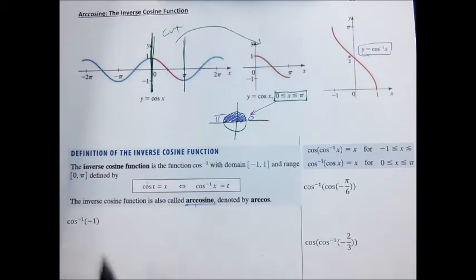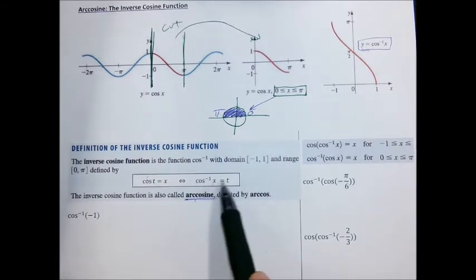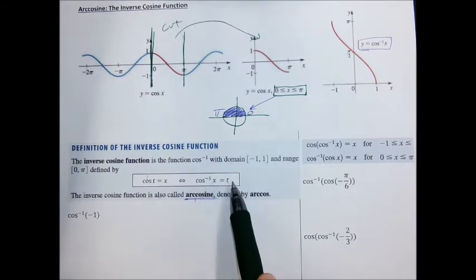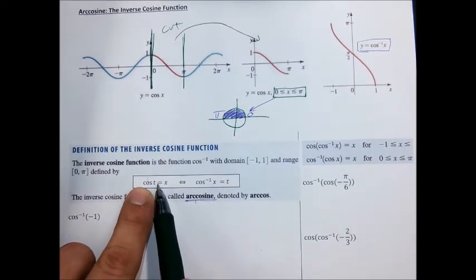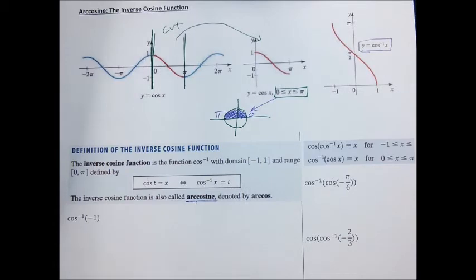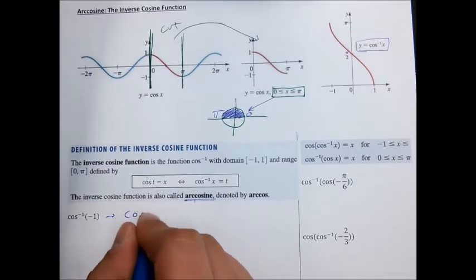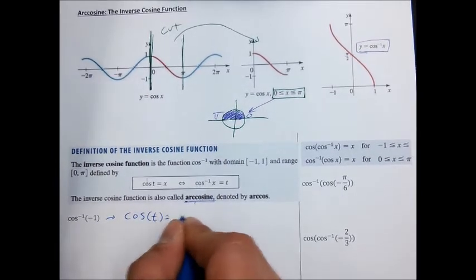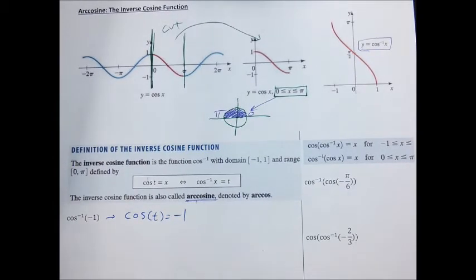So if we want to know cosine inverse of -1, that looks like this situation, right? We're sending the x value back to the t value. And so in order to solve this problem, we want to write it like this and think about where it came from. The way we think about this is we say, what do I have to plug into cosine to get -1 in the first place? If we want to send it back to where it came from, let's think about where it came from.